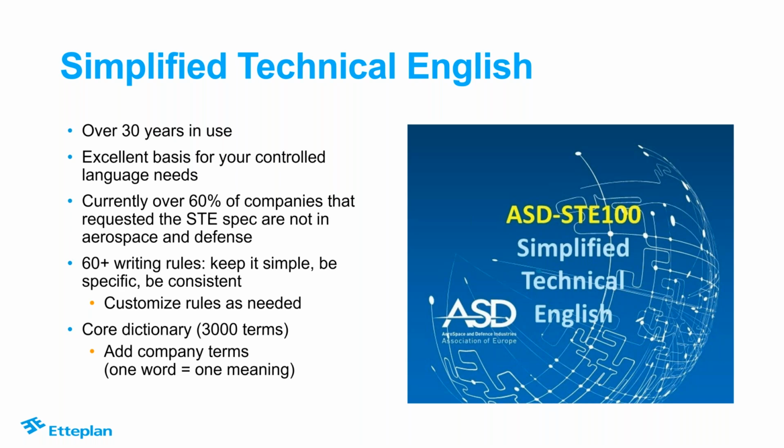Currently, as a matter of fact, over 60% of companies that are requesting the STE spec are not in aerospace and defense and are simply using the standards to create clear content. It has about 60 writing rules or so, comes with a core dictionary, and it's an excellent basis for your controlled language needs if you're not in aerospace and defense. And if you are in aerospace and defense, this of course is a standard that you should be aware of.